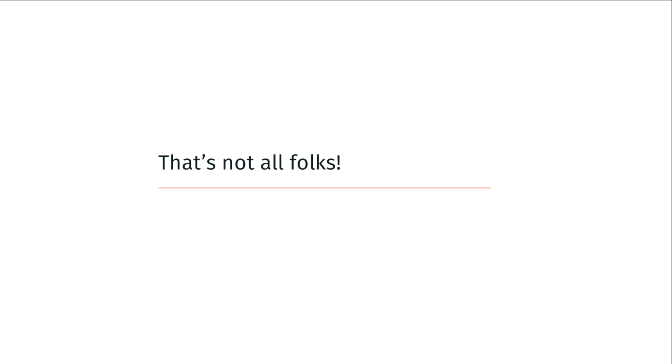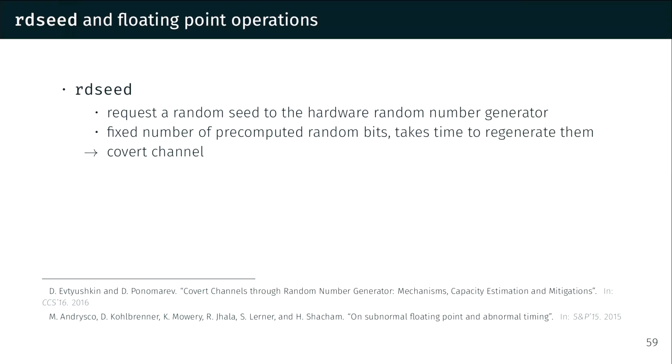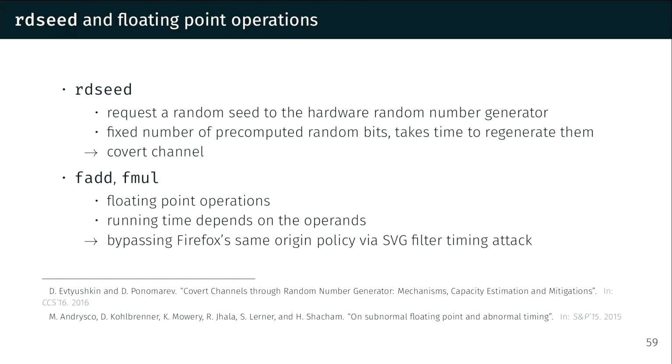However, that's not everything, because there are more instructions in Intel. Yeah, so the following is not our work, but we thought that would be interesting because it's basically more instructions, more attacks, more fun. So there's the RDSEED instruction. What it does is that it requests a random seed to the hardware random number generator. So the thing is that there is a fixed number of pre-computed random bits, and that takes time to regenerate them. So as everything that takes time, you can create a covert channel with that.